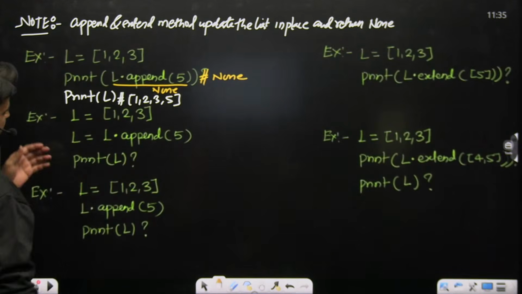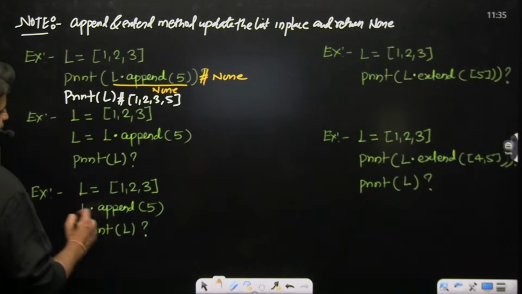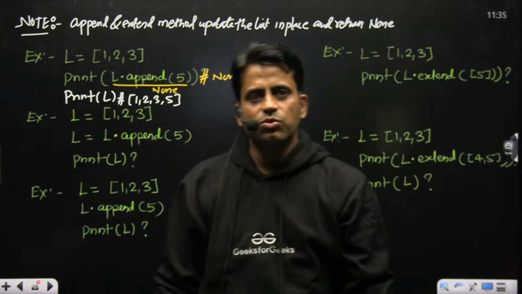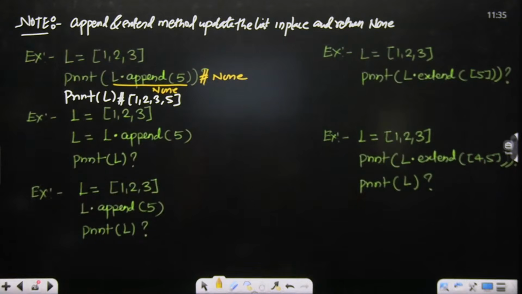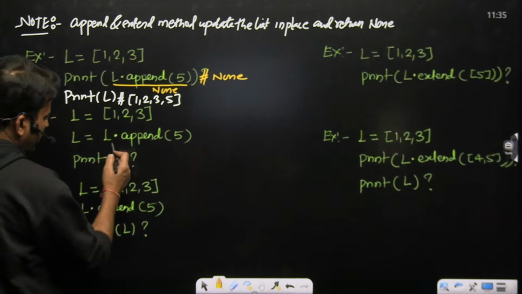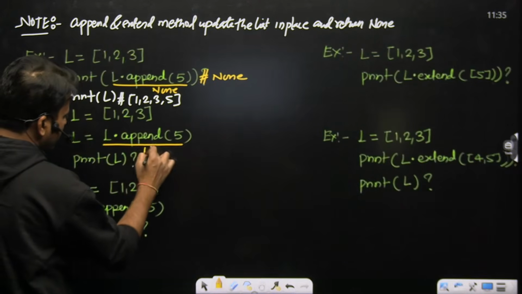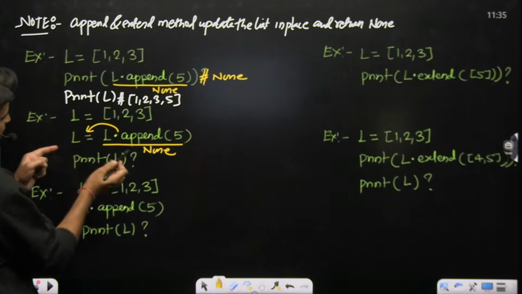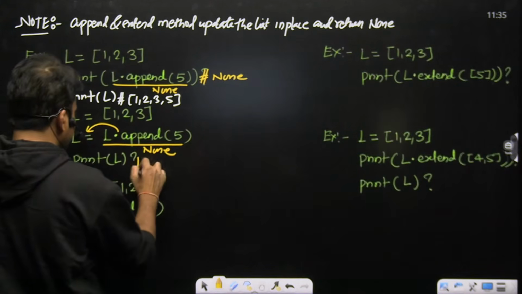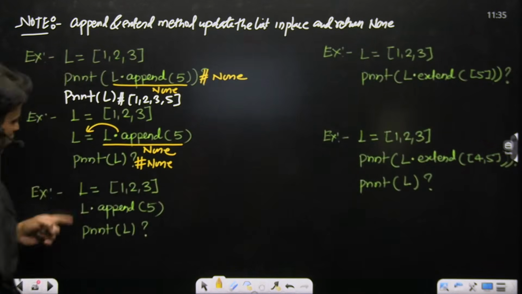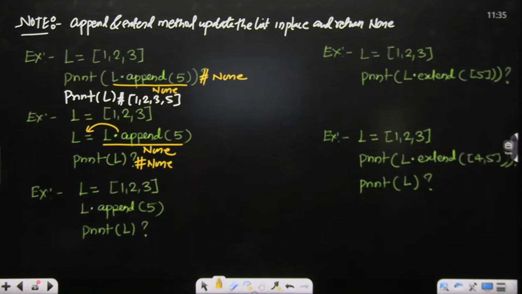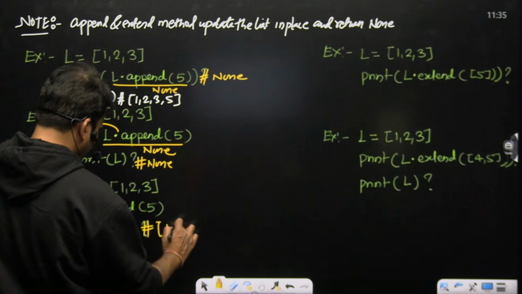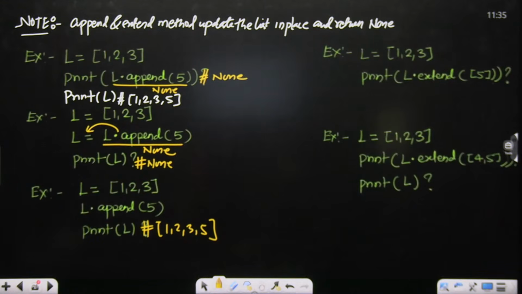Now, what is the output of this second example? Yes student, Lucky, Raghu, Siddhu, Simran, everyone reply with the answer. Sir, L dot append returns None, and you are updating L with None. So None is assigned to L, student. If you print L, the output is None. What about this one? After updating, you are printing L, and it prints 1, 2, 3, 5. So correct, this is the answer. 1, 2, 3, 5. All right.